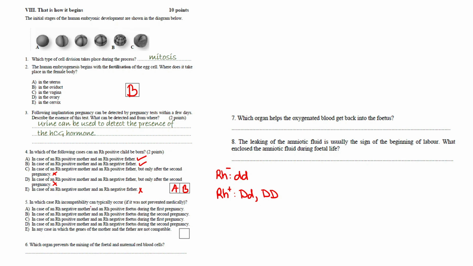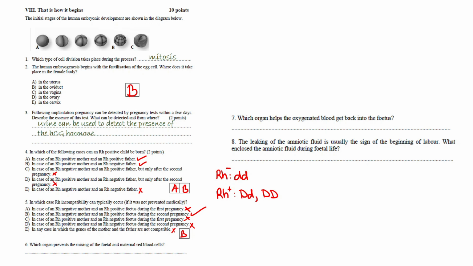In case of an Rh negative mother and an Rh positive fetus during the first pregnancy, we discussed that it is affecting the second baby. In case of an Rh negative mother and an Rh positive fetus during the second pregnancy, this is the good answer. In case of an Rh positive mother, no. In case of an Rh positive mother, Rh negative during, no. In any case in which the genes of the mother and the father are not compatible.